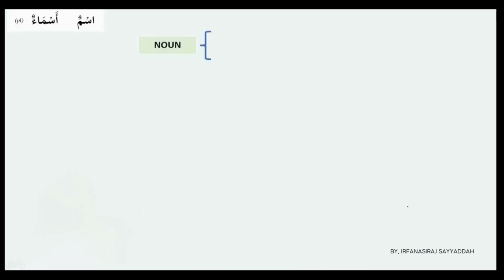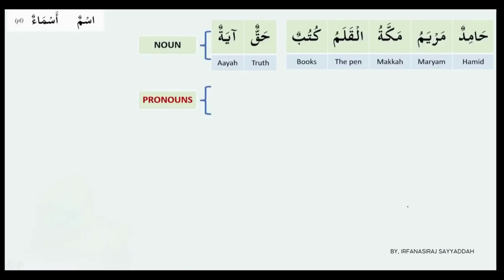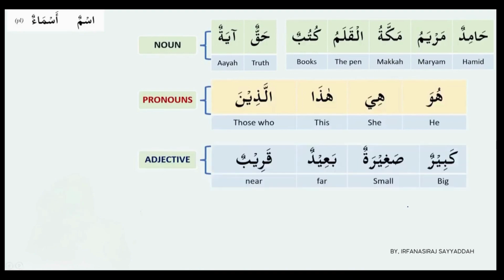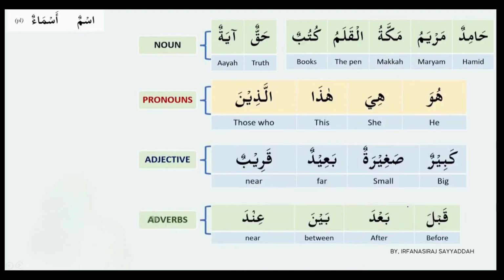So an ismun in short can be a noun, pronoun, adjective, adverb, etc. And you can see not all of them have tanween. Of course, a significant number of them do, and not all of them have ta marbuta or al at the beginning. But these are the basic signs of an ism, and it can be any of these types of words.